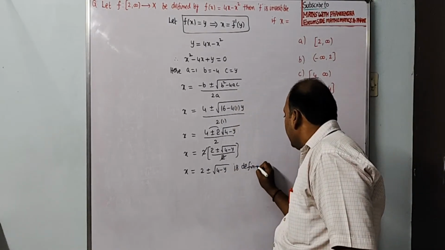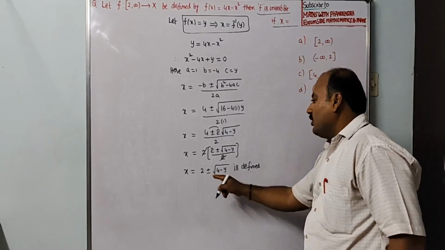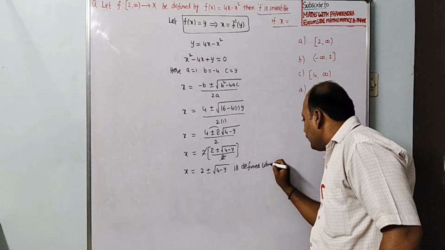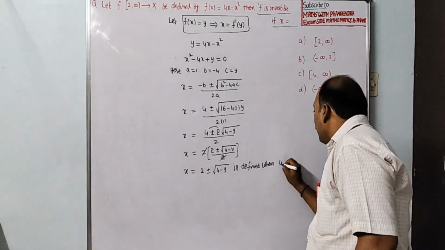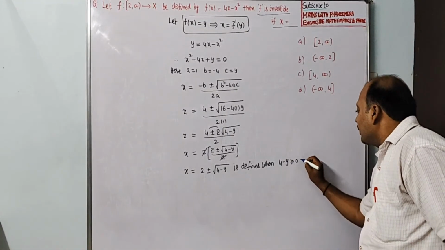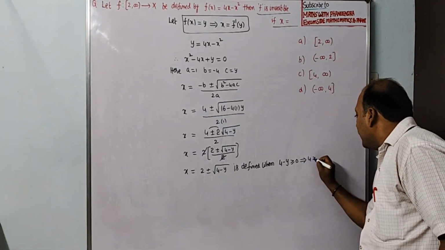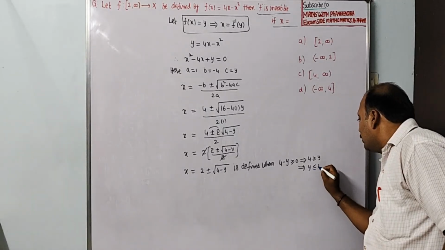This is important. They are asking to find for which x the f is invertible. So x is defined when the value under the root is valid. The value under the root, 4 minus y, is always greater than or equal to 0. That implies that 4 is greater than or equal to y, that implies y is less than or equal to 4.